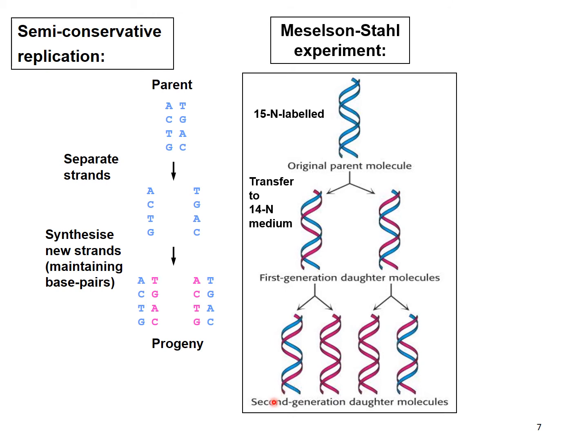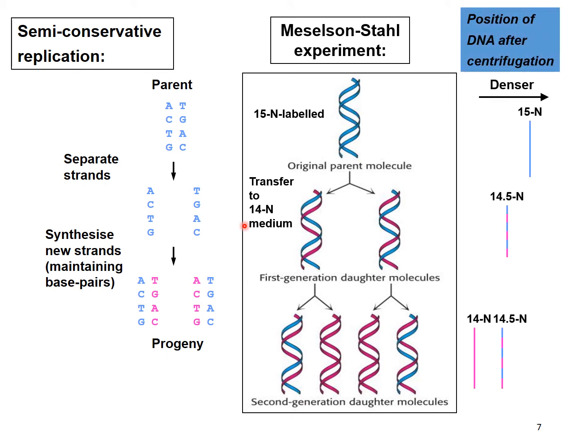But here is a very important question. Practically, how did they distinguish between the 15N labeled and the 14N labeled DNA molecule? Well, they used centrifugation because the denser 15N labeled DNA will move further in the tube. So for the first generation, they got something in between, in the middle, while for the second generation, they got a mixture of 14N labeled and the 14.5N labeled DNA.